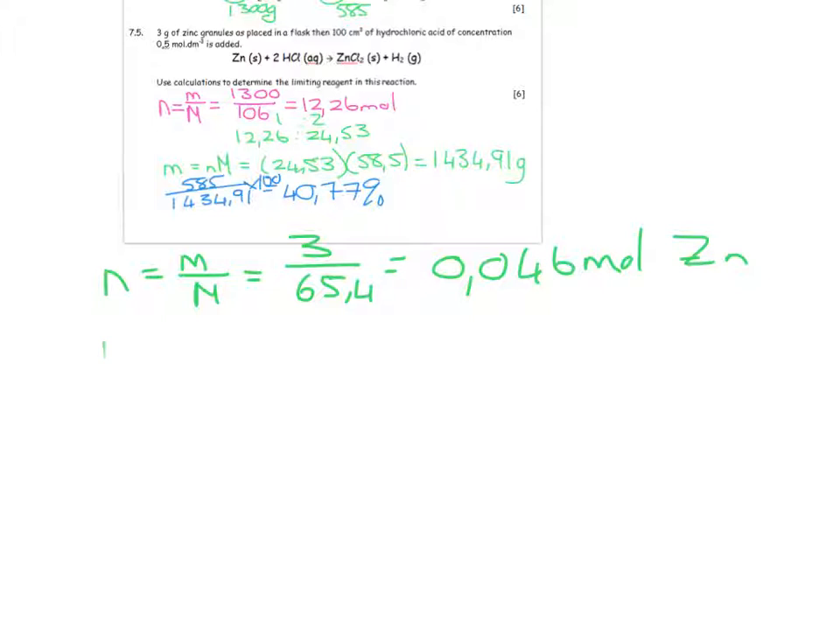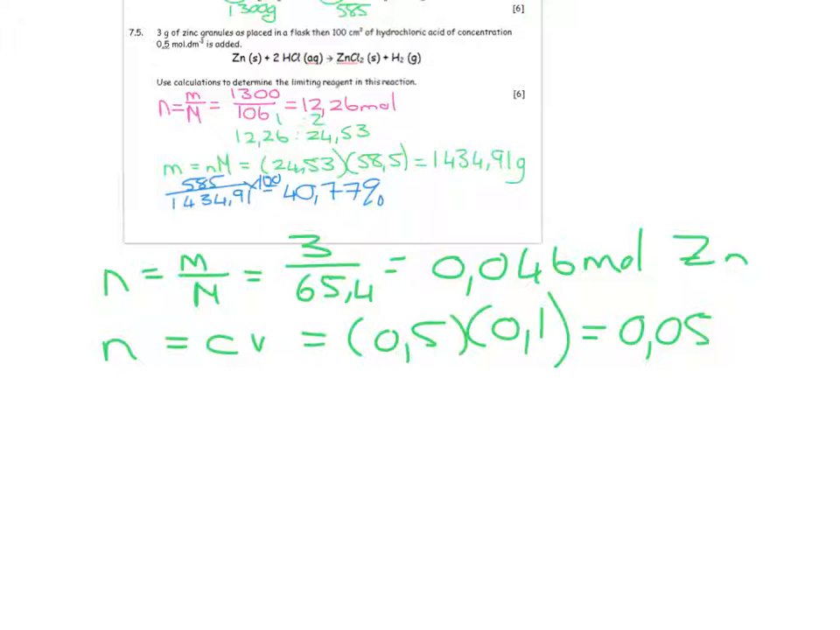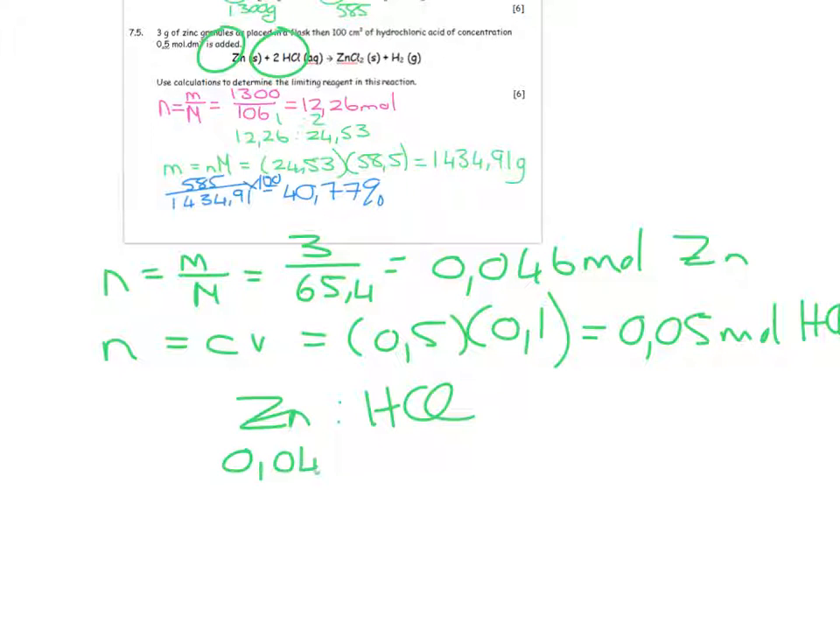2 marks. Then number of moles is equal to concentration times volume for hydrochloric acid. The concentration is 0,5. The volume is 0,1 decimeters cubed. I had to divide by 1,000, and I get 0,05 moles of HCl. But I've got a mole ratio of 1 is to 2. So if I go zinc is to hydrochloric acid as 0,046 is to 0,092, that's much more than the 0,05 over here.